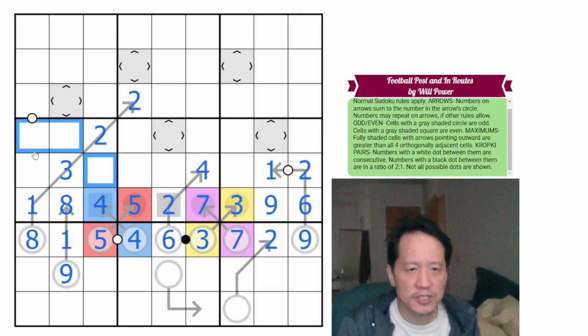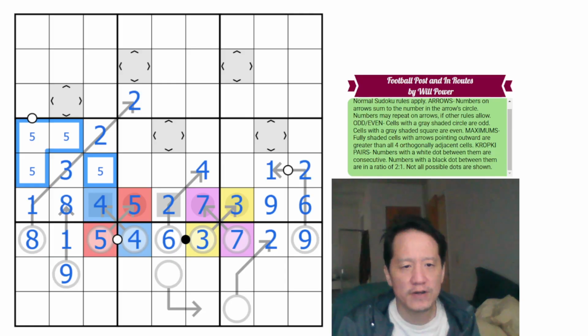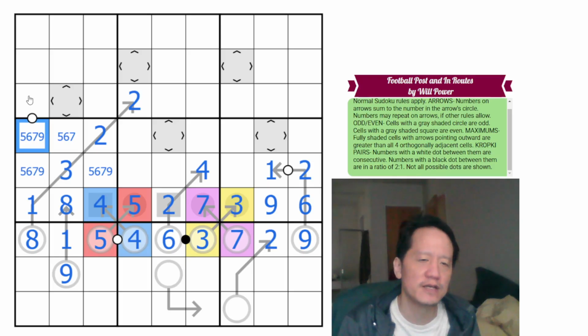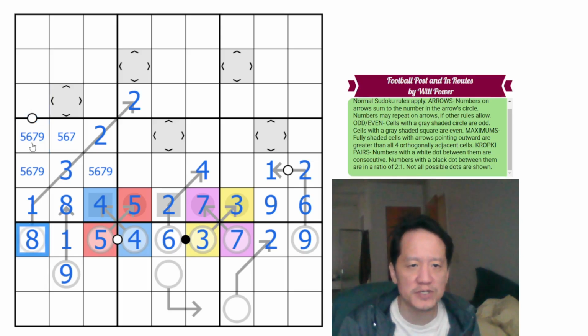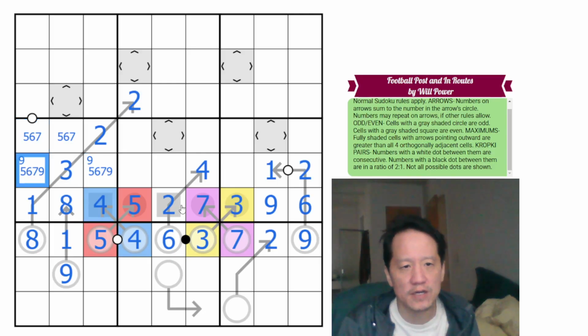The remaining digits in this box are 5, 6, 7, and 9, right? 5, 6, 7, 9. This can't be 9. If this were 9, it would be consecutive with an 8, but that can't be possible because of that 8, so this cannot be 9, which means one of these two is a 9.